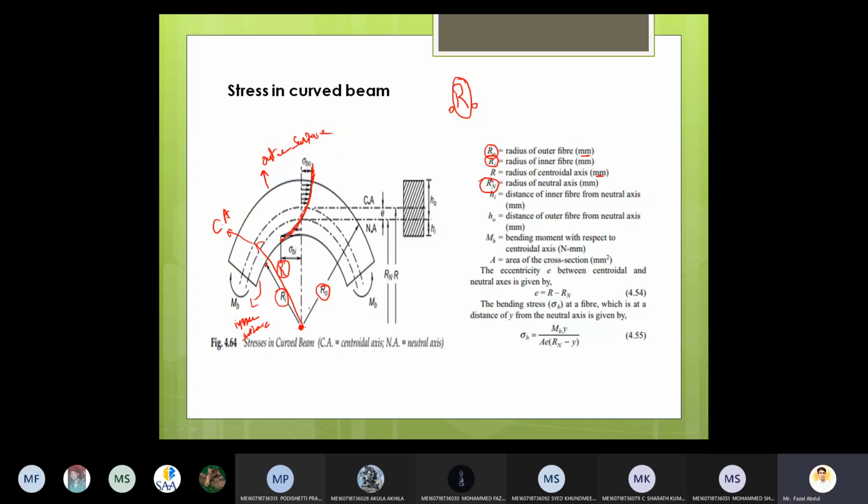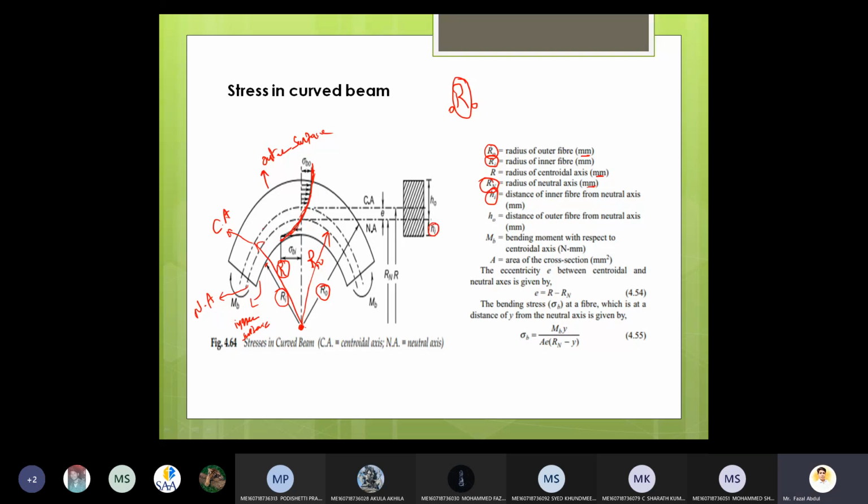And R suffix n. Here this is the central axis, and this is the axis shifted towards the inner surface, that is the neutral axis. Rn means the distance from the center of curvature to the neutral axis, that is, the radius of the neutral axis in mm.